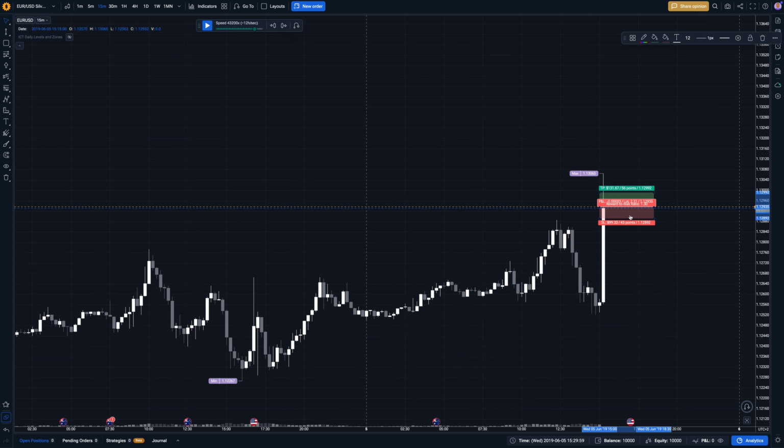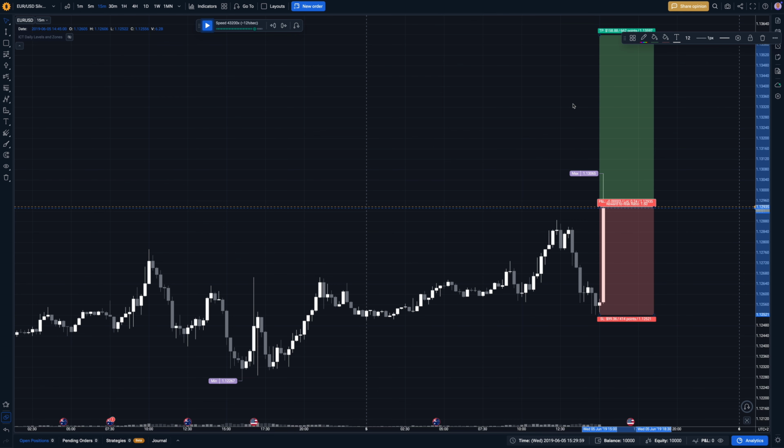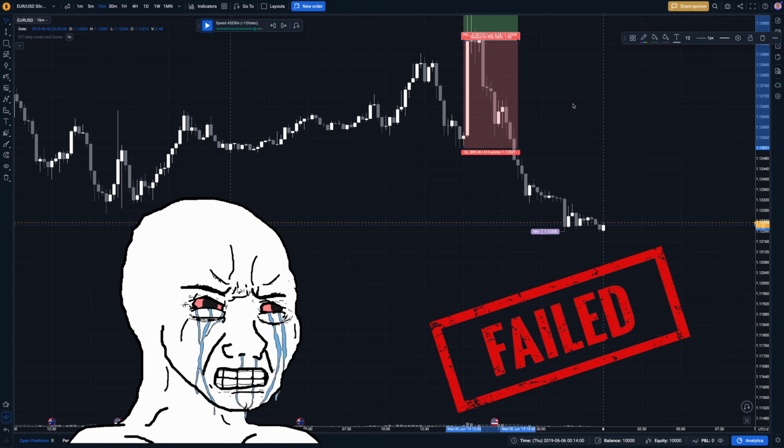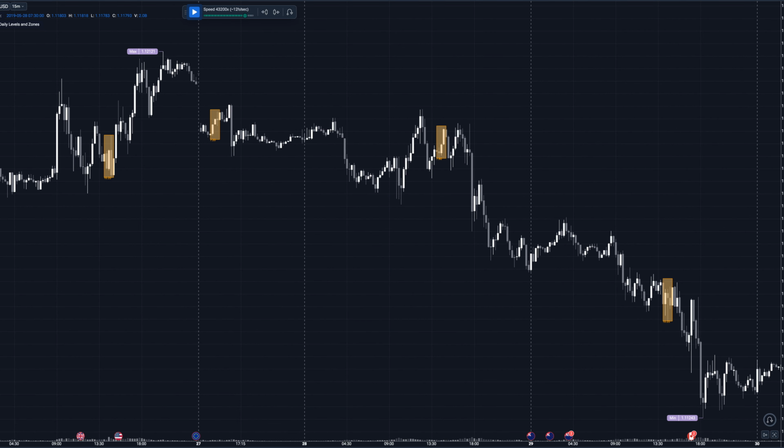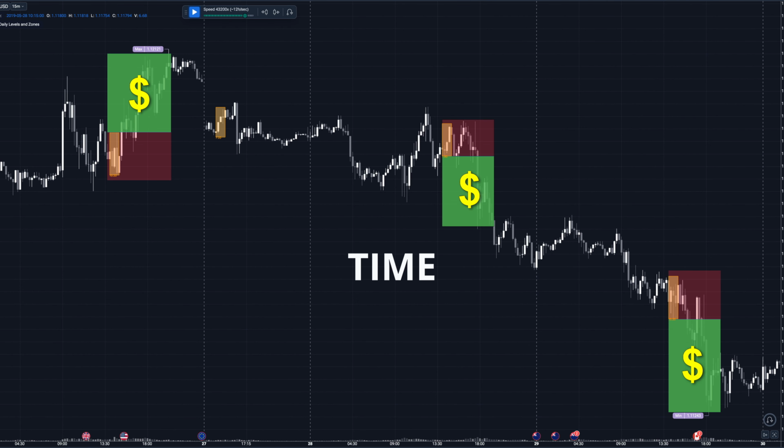Most retail traders struggle with timing and market structure. We often trade against big players' order flow without even realizing it. The challenge isn't spotting opportunities, it's spotting the right ones at the right time.